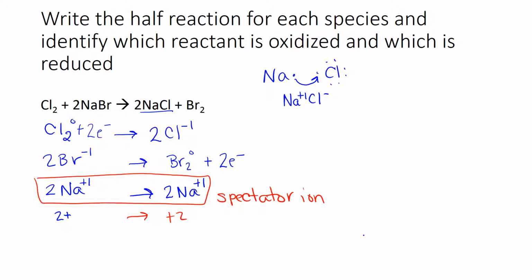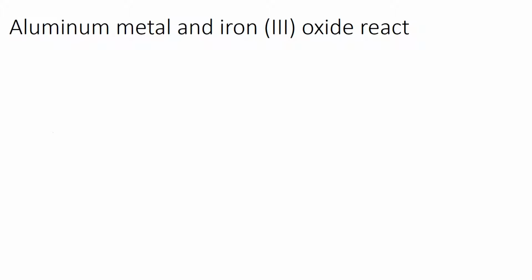So going back to chlorine and bromine, we have to figure out who was oxidized and who was reduced. To find out who was reduced, we need to see who gained electrons, and that is chlorine. Chlorine gained 2 electrons to get this ion. So chlorine was reduced, and bromine lost 2 electrons. Bromine was oxidized.